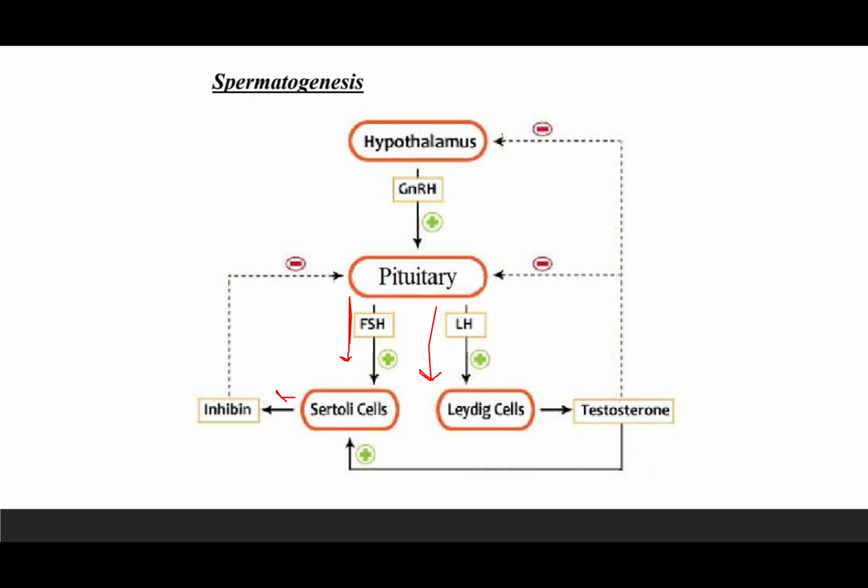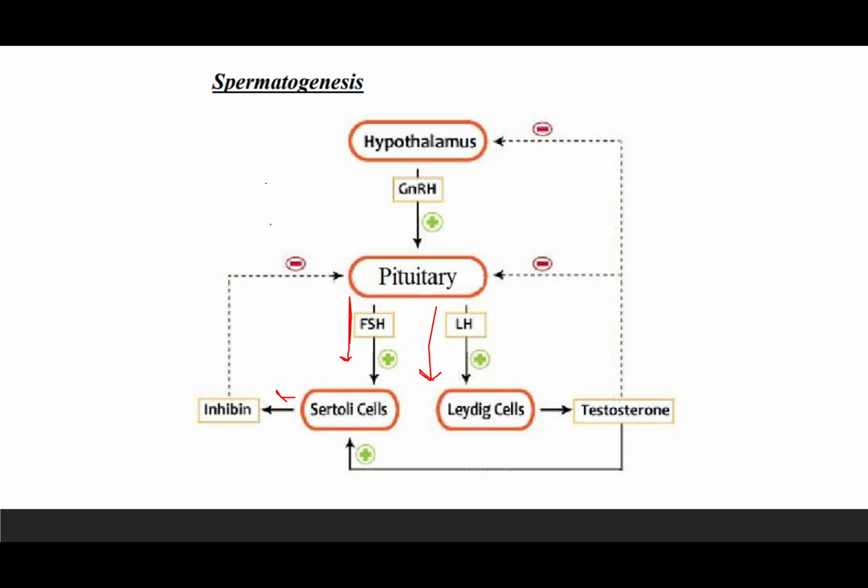So when testosterone is found at low levels, we're going to have gonadotrophin from the hypothalamus, which is our master, and our pituitary gland, which is our master gland. So we're going to get gonadotrophin that's going to cause the pituitary to produce FSH and LH. Sertoli cells produce inhibin, Leydig cells produce testosterone.